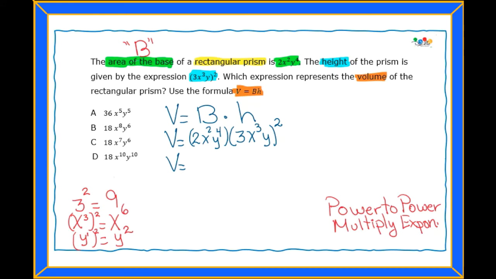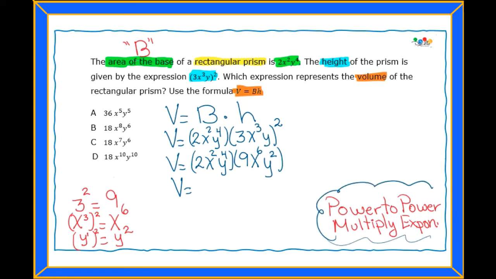So I'm going to rewrite my problem again. I did not do anything with the area of the base, but the second one did change. The second one now is 9 x to the sixth power y to the second power. Very good. So what we're going to do next is think about this as a multiplication. There is one rule that we need to know, the product rule. Anybody remember the product rule? What do we do with exponents? In the product rule, we need to add the exponents. Very good.